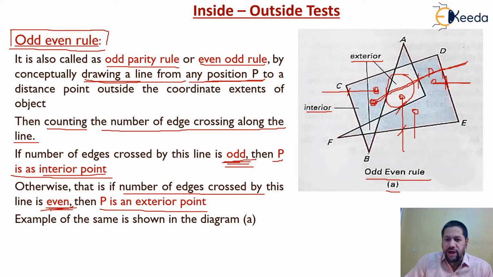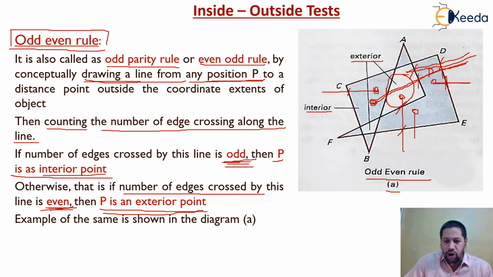Okay, I may draw any line. For example, suppose I draw the line from this point to this. So how many edges is it crossing? 1 and 2. 2 means it is even. If it is even, it indicates that it is an exterior point. The number of edges crossed is even, so P is an exterior point.